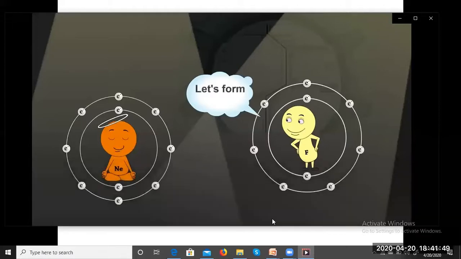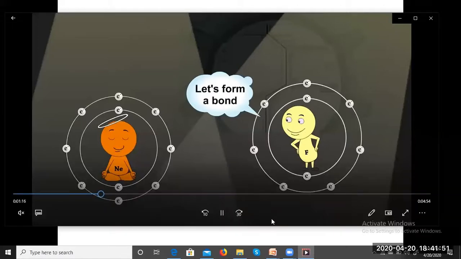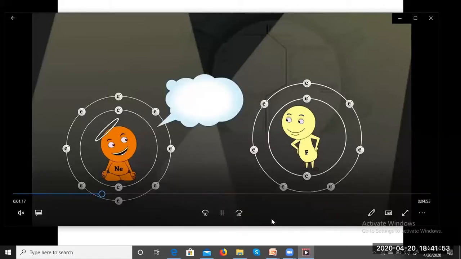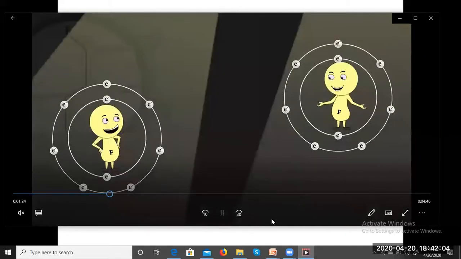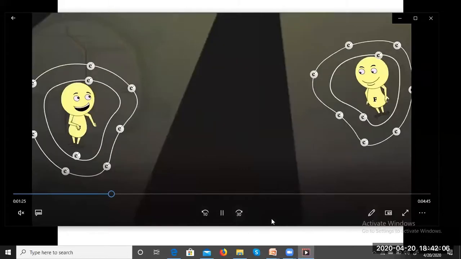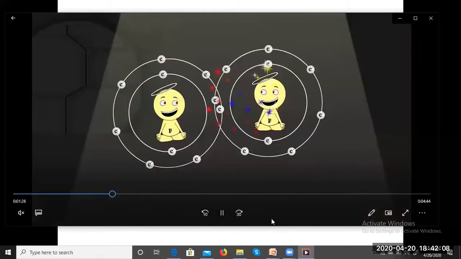This fluorine is basically offering neon to make a bond, but neon is not ready because it has a complete outermost shell, all 8 electrons in its valence shell. So now fluorine is thinking what to do. Fluorine found another fluorine atom and now they're going to make a bond with each other.